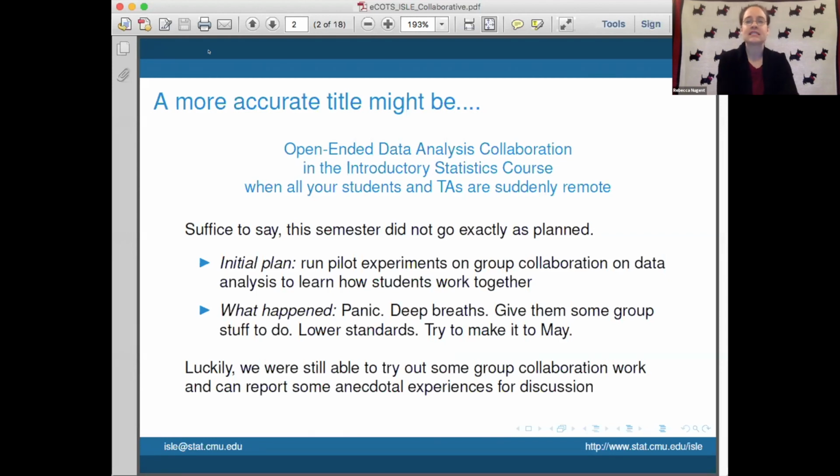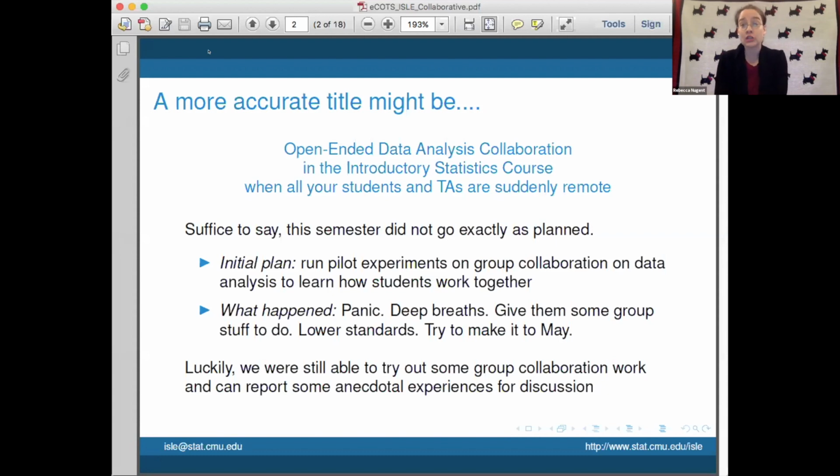So suffice to say, this semester, like all of yours, did not go exactly as planned. We had an initial plan where we were going to run a set of pilot experiments on group collaboration on data analysis to learn how students work together. And what actually happened was a lot of panicking, some chaos, some deep breaths. We gave them some group stuff to do. We lowered our standards on what we expected, and we were just aiming for making it to May, to be honest.